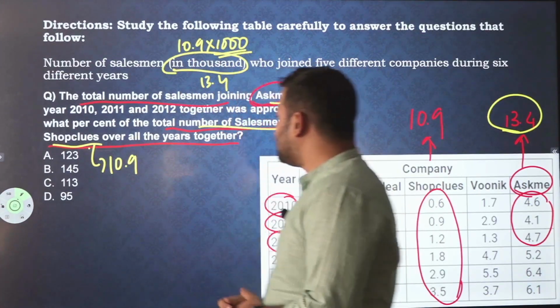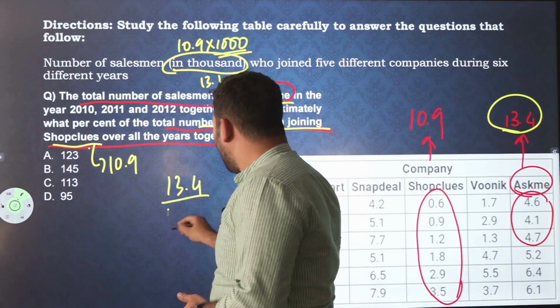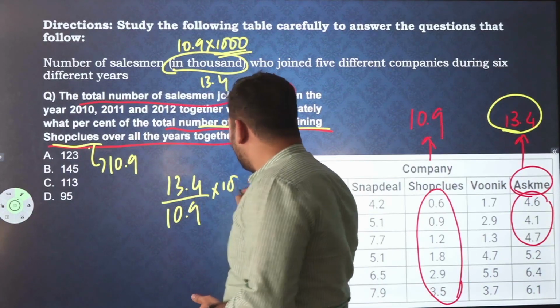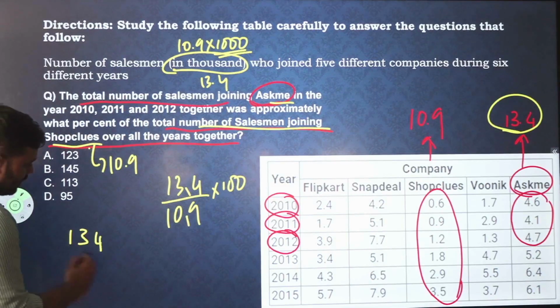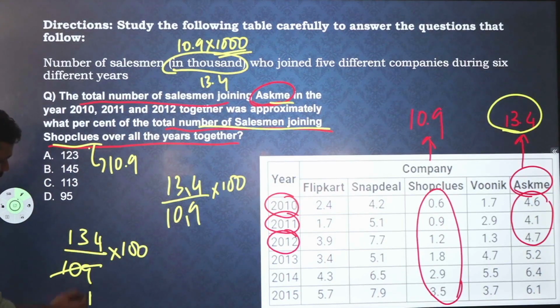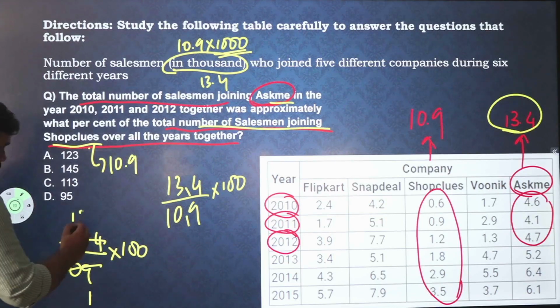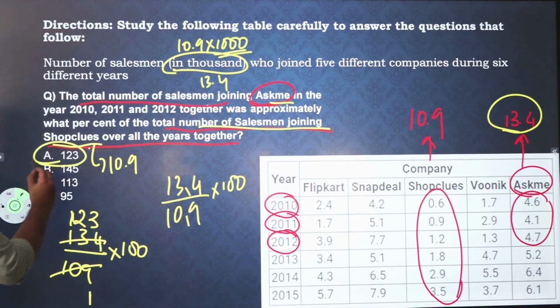Now we need to find out the percentage. Percentage of this 13.4, how much is it of 10.9 into 100? I'll just cancel out the zeros. So it is going to be 134 by 109 into 100. If I try to divide, 109 ones are 109, 109 twos are 218, and 3s are approximately 123. Do we find that in the options? Yes, we find that in option A. 123 is the right answer.